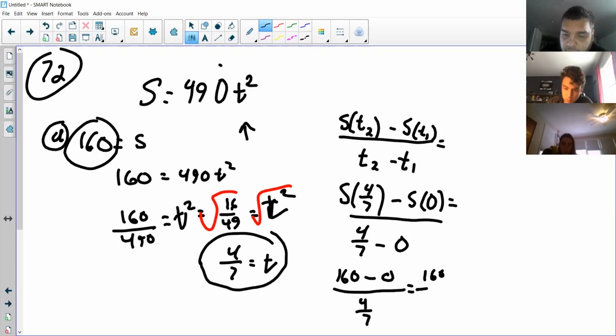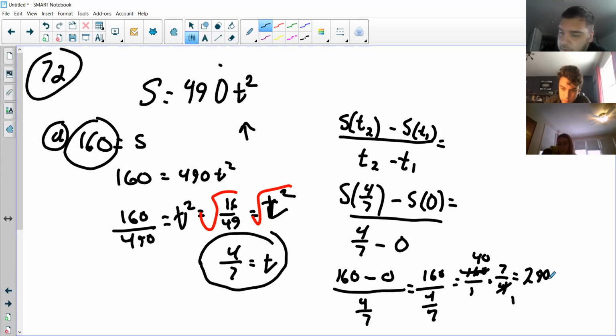So 160 over 4/7. I would rewrite that as 160 divided by 1 times the reciprocal of this, which is 7/4. That's 1. That's 40. So 40 times 7 is 280. So 280, it would be meters or centimeters? Centimeters per second.